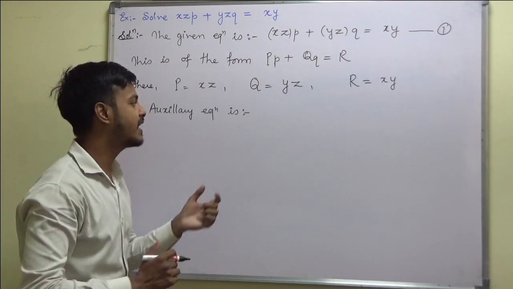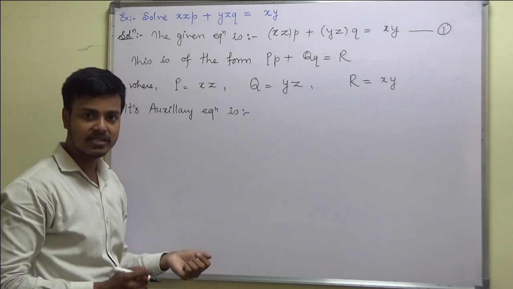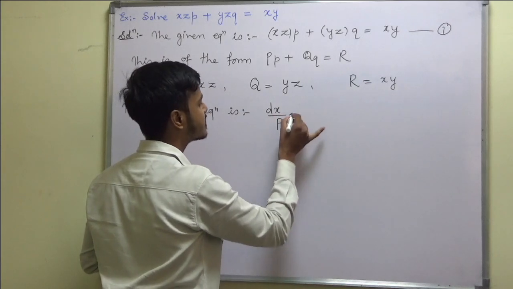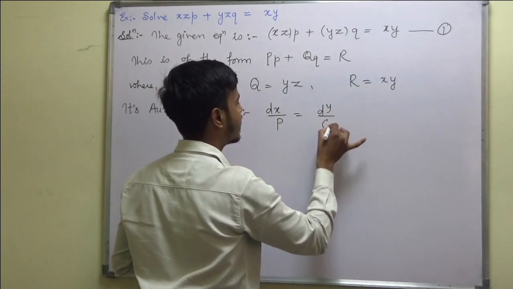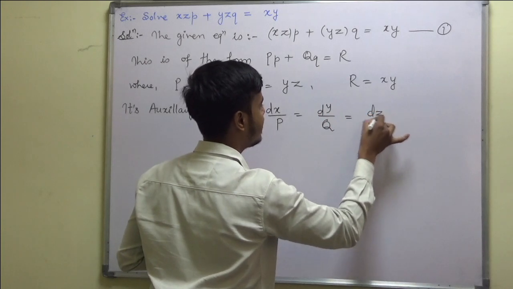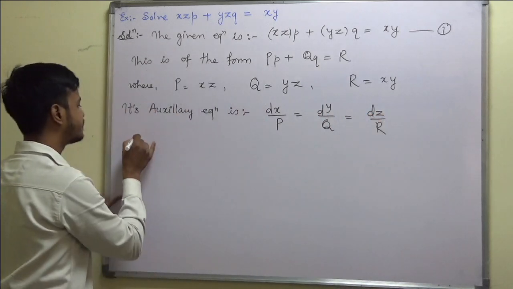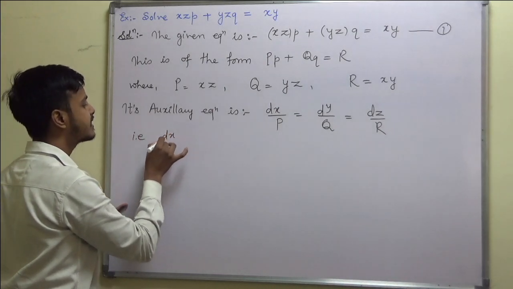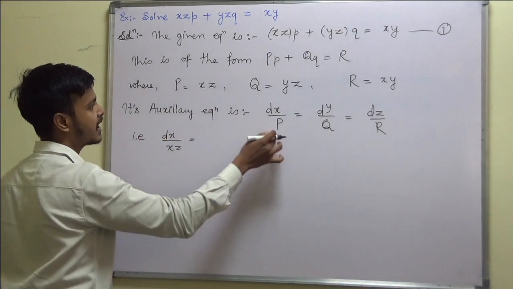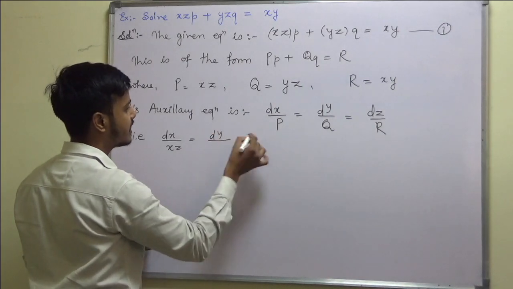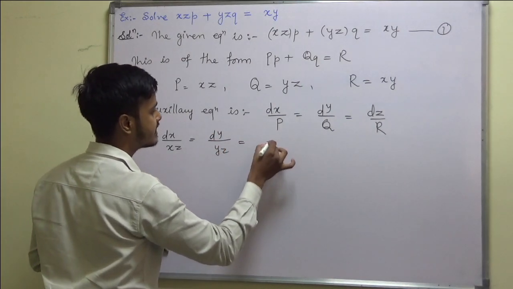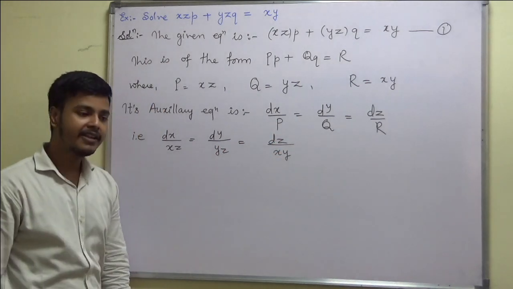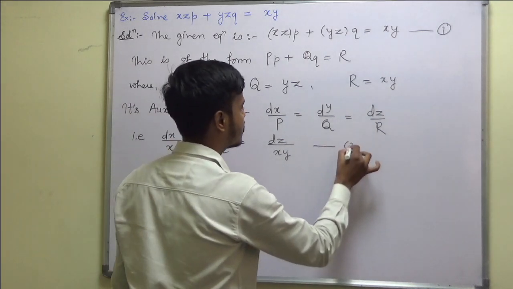So I hope you might have written the auxiliary equation. So I will write the auxiliary equation: dx by P, dy by Q, and dz by R. That is, one can write dx by xz, that is my P, dy by yz, that is Q, and dz by R. What is R? xy. Simple. Now, this is to be equation number 2.